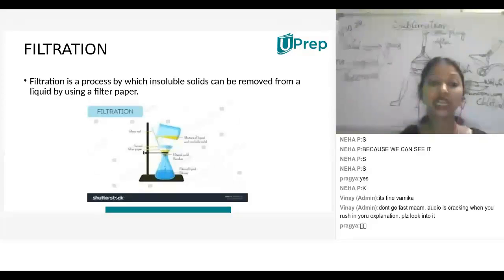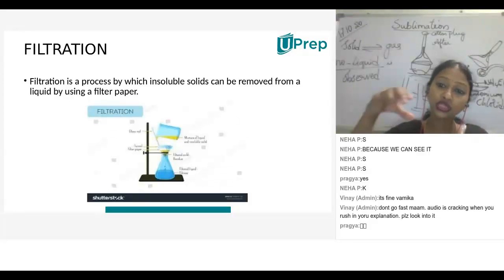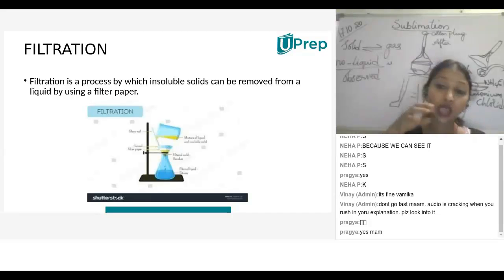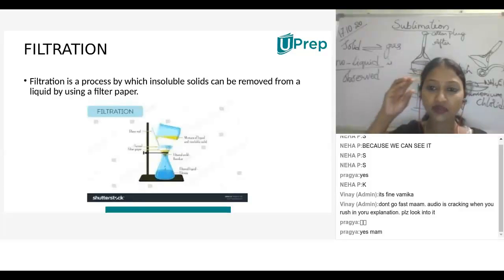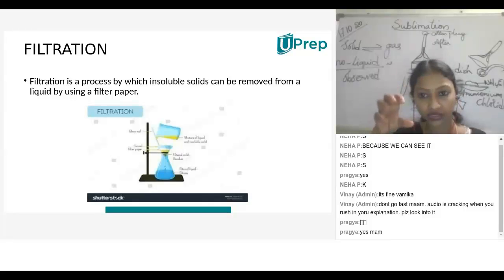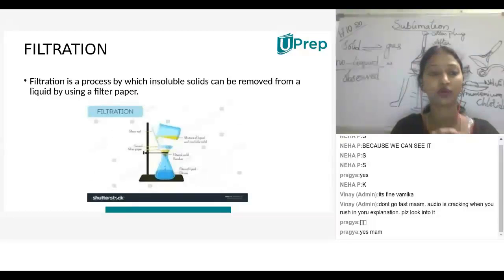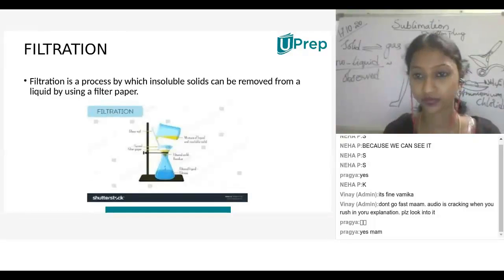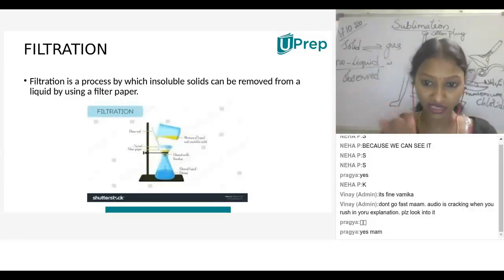Filtration. When we do the decantation process, we find that some of the liquid will be present with the sediment. So the separation is not completely perfect or accurate. Then we can go with the filtration process.